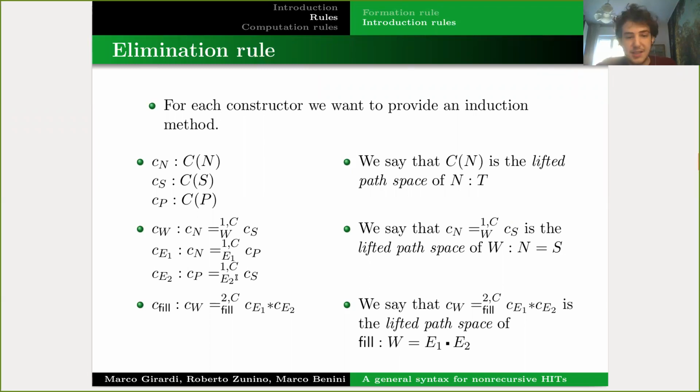And similarly for level 2, here we have to find the induction method for fill, and we find it in this pathover space, the space of 2-pathovers over fill, where the endpoints are the proof of W and the concatenation of C1 and CE2. We say that this type is the lifted path space of this constructor. Note that here the asterisk denotes just the concatenation of two pathovers, which is rather easy to define by path induction on the underlying paths.